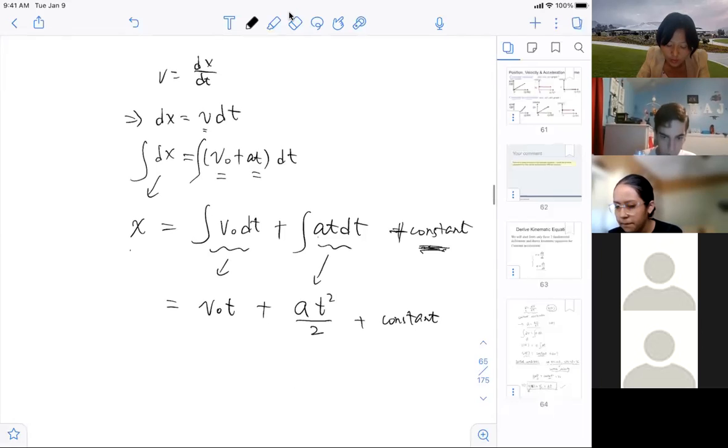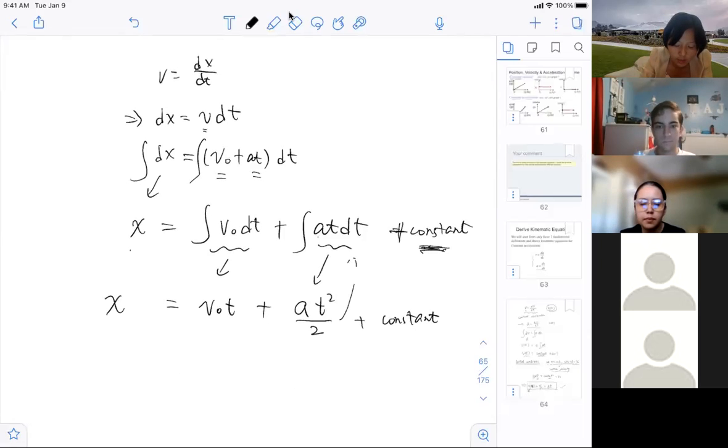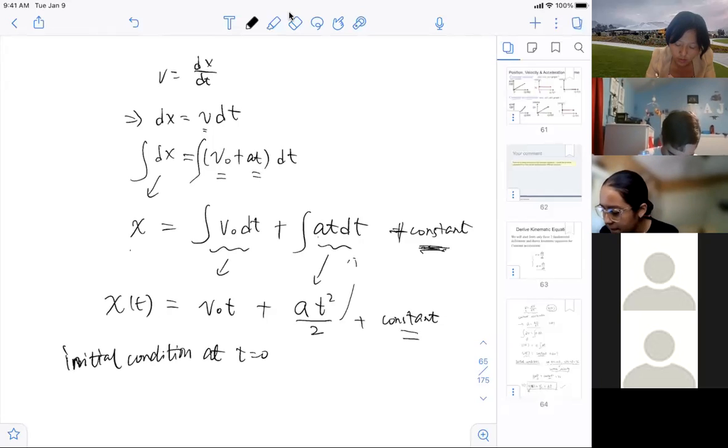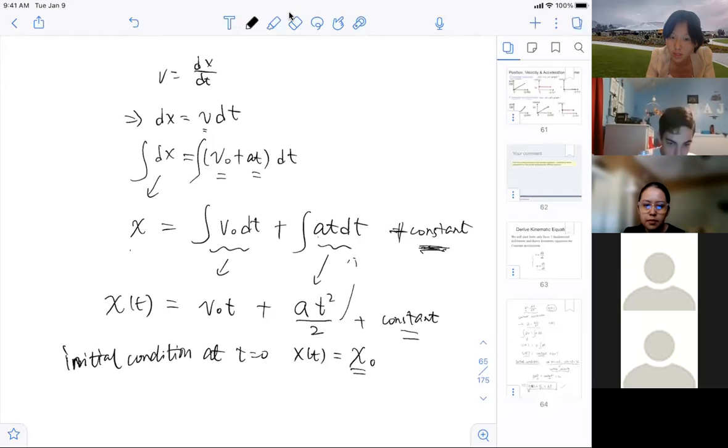You can always take a derivative going back to see if that worked out. You need to confirm and double check it. So this is your final equation. And again, we don't have this constant, right? So again, we'll use our initial condition. At t equals 0, your position would be at some initial position that the problem has already given you. So we call it x naught.